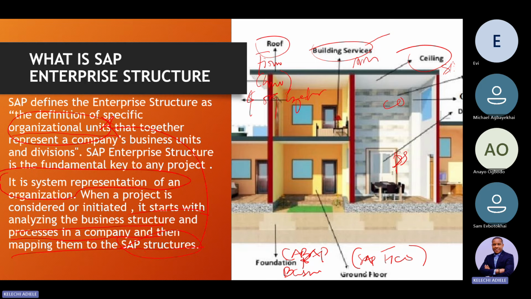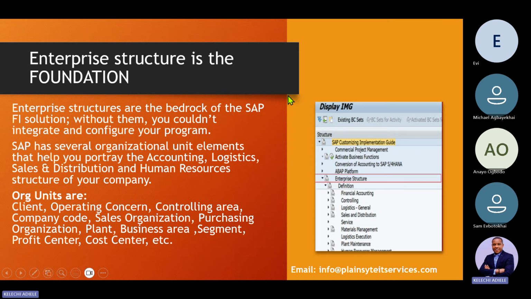So you can see, this can give you an idea of what configuration is all about. It's bringing all these things together. But before you bring them together, you have to understand those two. Now, enterprise structure is the foundation. The enterprise structure and all those organizational objects is what you build on.